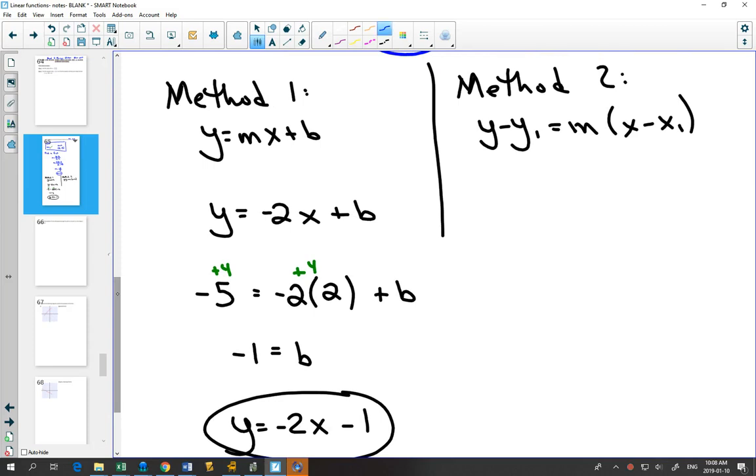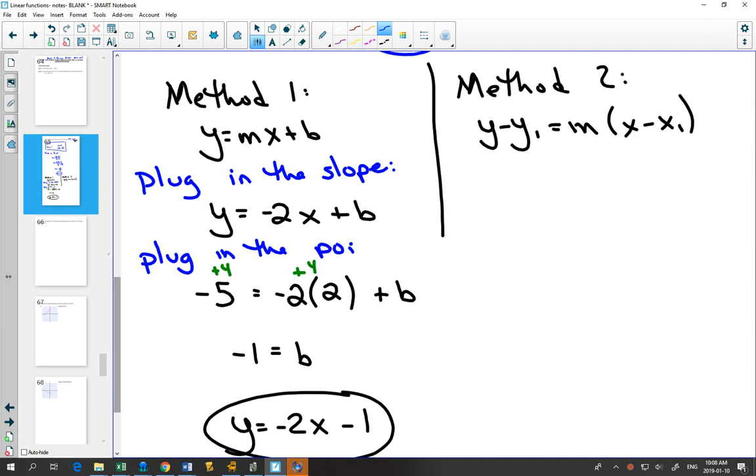The first time we did method 1, I added the information in, right? This is what you have to know. We plugged in the slope. Then we plugged in the point. We solved for b. And then we wrote the equation. So we included that in our notes the first time.